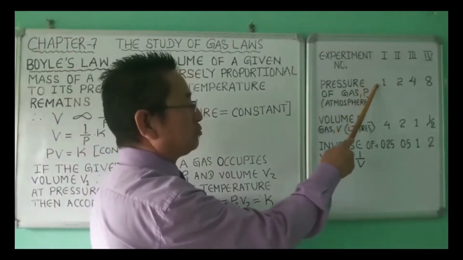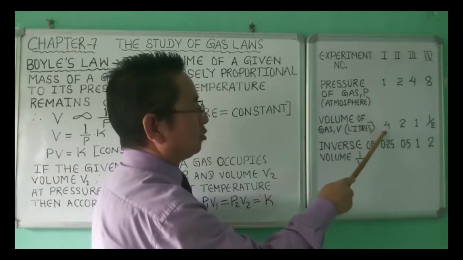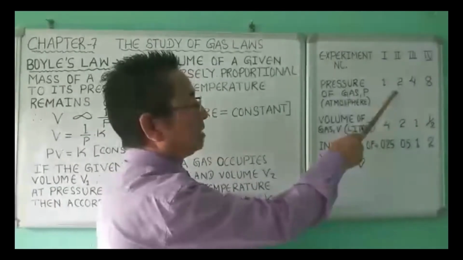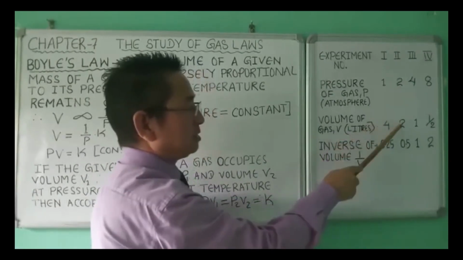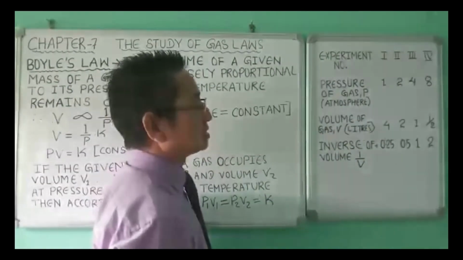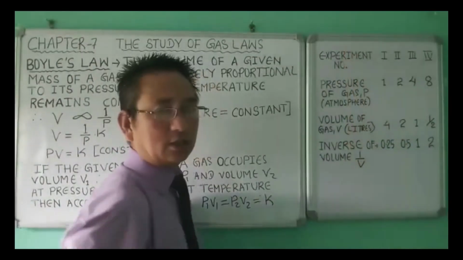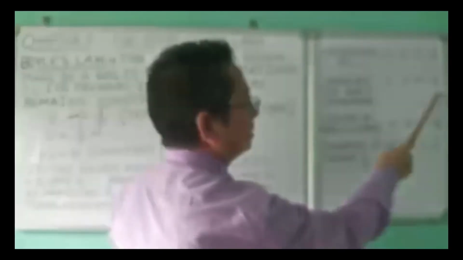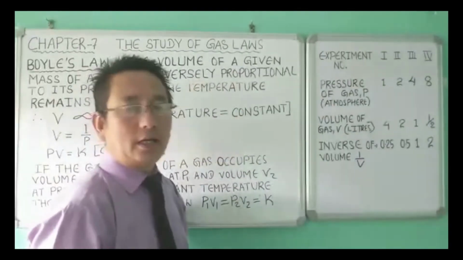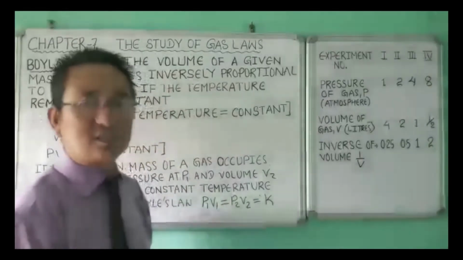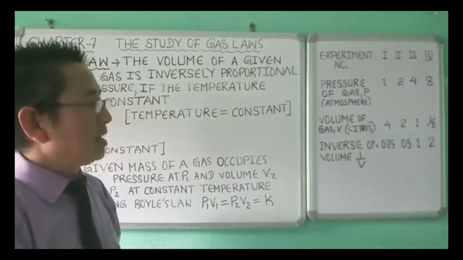Here at 1 atmosphere, the gas occupies 4 liters. At 2 atmospheres, the volume of the gas is 2 liters. At 4 atmospheres, the volume of the gas is 1 liter. At 8 atmospheres pressure, the volume of the gas is half a liter.